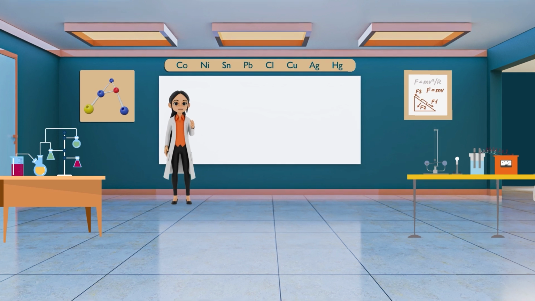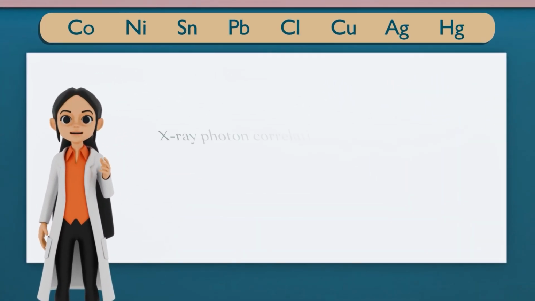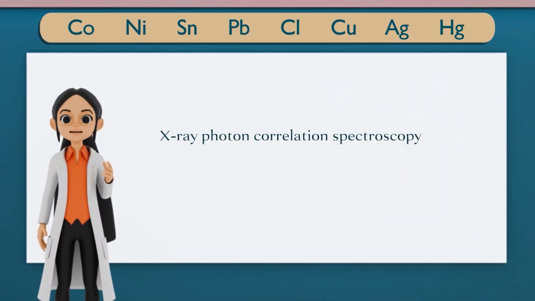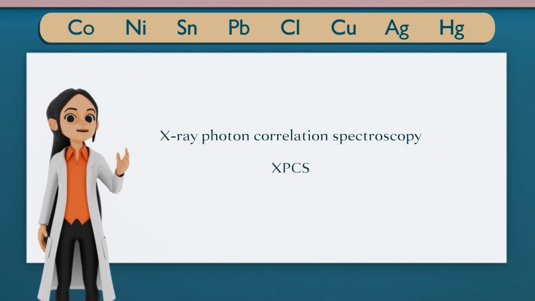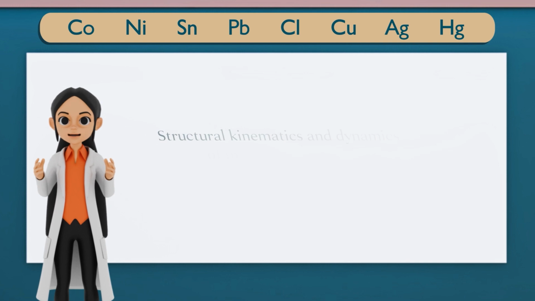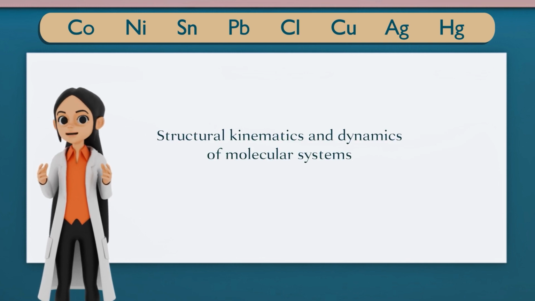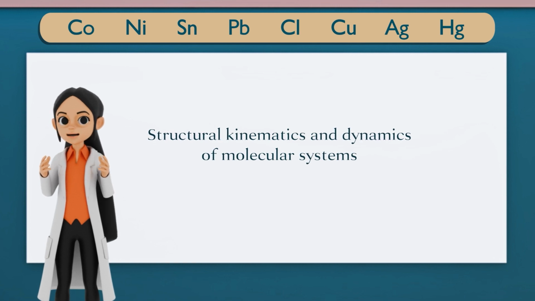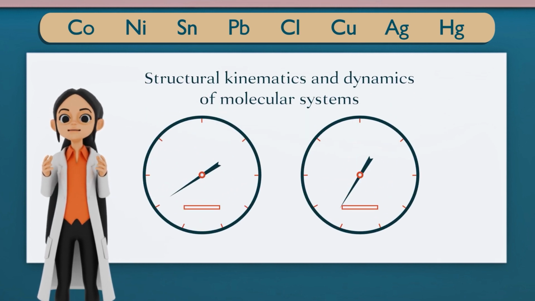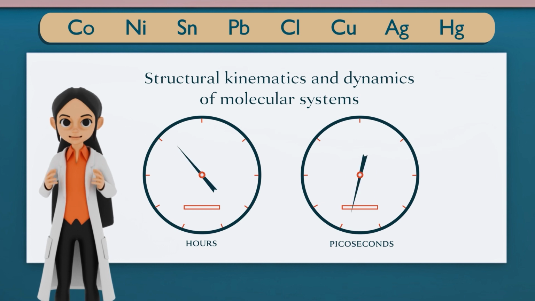In this video, I will give you an explanation of the basics of X-ray Photon Correlation Spectroscopy, or XPCS for short, and how we can use this technique to get information about the structural kinematics and dynamics of molecular systems on time and length scales that are typically on an atomic scale. Time scales from hours to picoseconds are accessible.